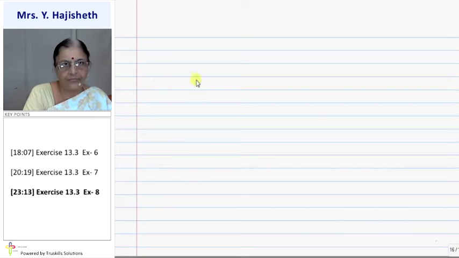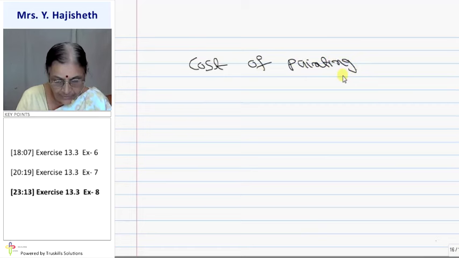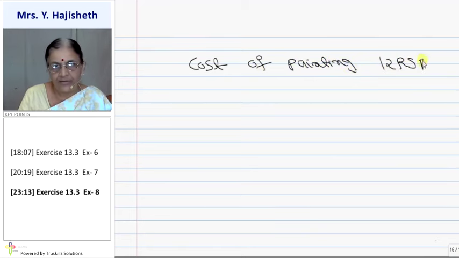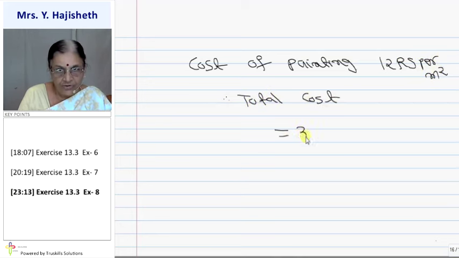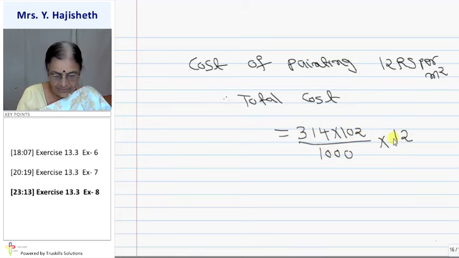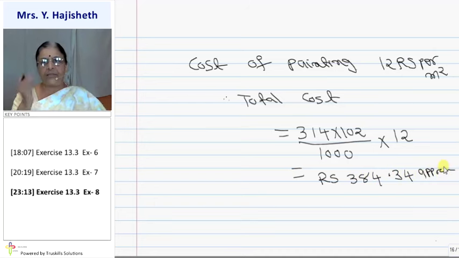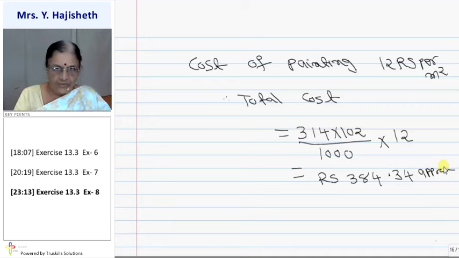Now, cost of painting. The external part of the cone is given as 12 rupees per meter square. So, total cost is equal to 314 into 102 by 1000 meter square. That is the area multiplied by cost per meter square, which is 12. Clear? So if you multiply, you will get rupees 384.34 approximately. You multiplied 314 with 102, then with 12, and then you cut 3 decimals. You will be getting rupees 384.34 and something. But approximately I have taken the value up to 2 decimals because 1 rupee is 100 paisa. Clear?